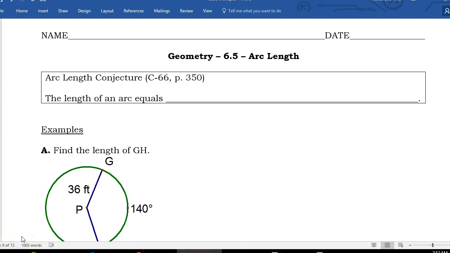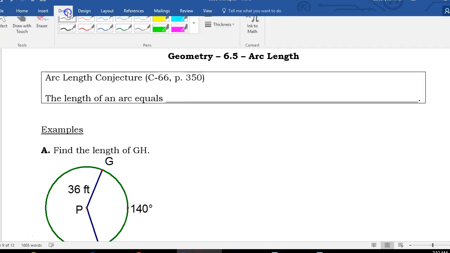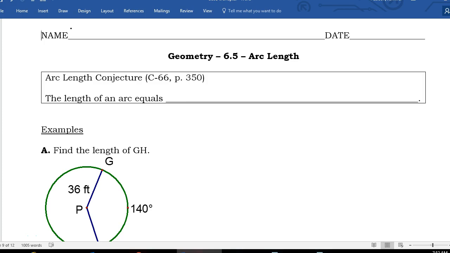This is geometry lesson 6.5, arc length. I have a space for a formula here. The length of an arc equals L, 2 times pi times radius times measure divided by 360.